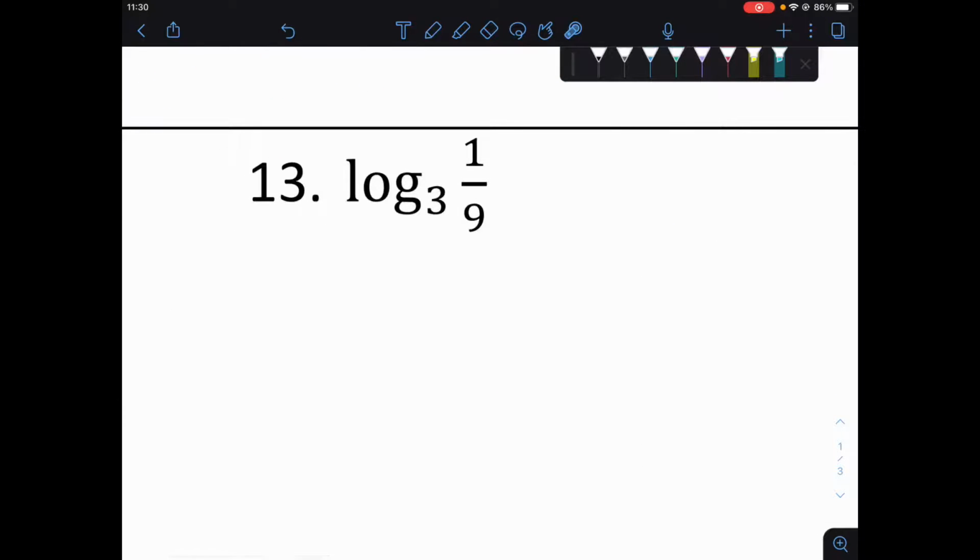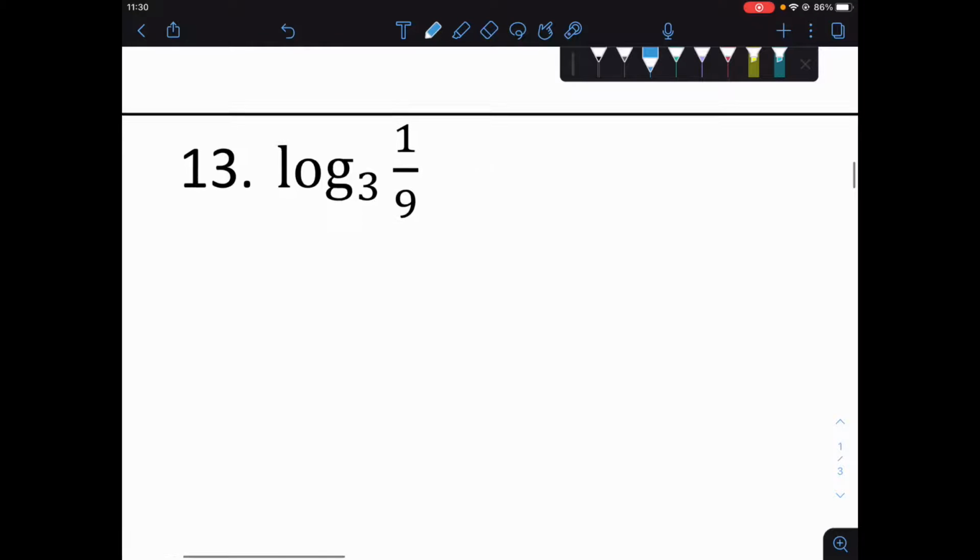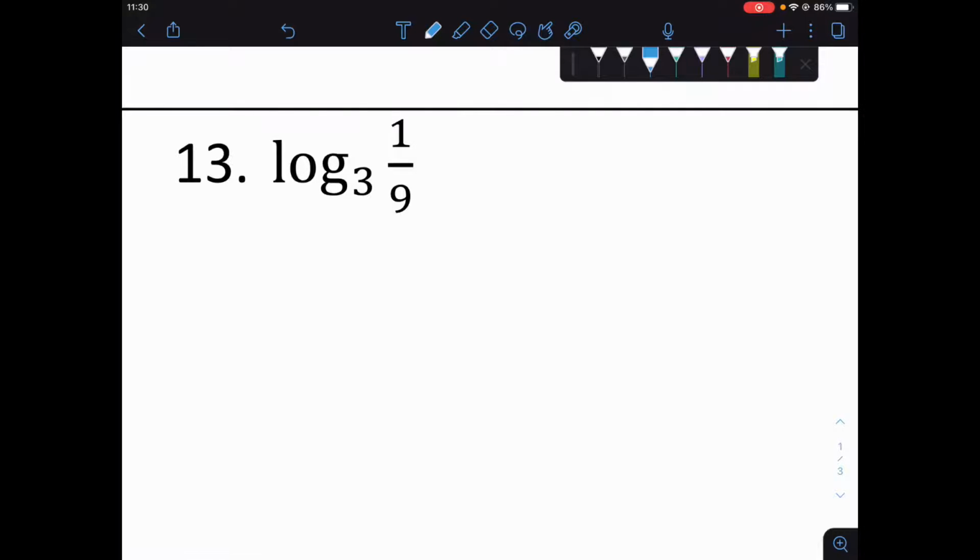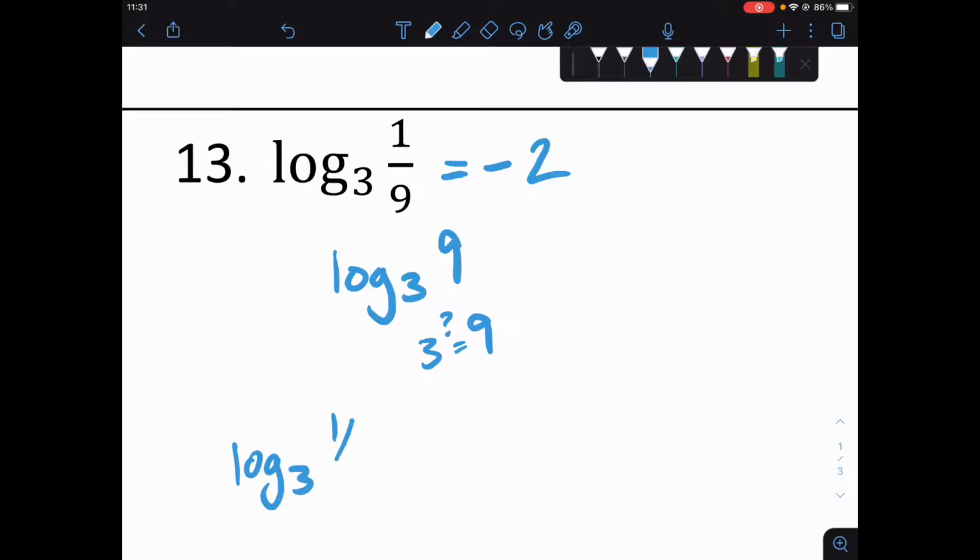All right, let's take a look at 13. So we've got log base 3 of 1/9. So we could use our properties, or we could just say, all right, we know 1/9, that's going to be negative. So the question is log base 3 of 9. 3 to what power is 9? Well, that's 2.